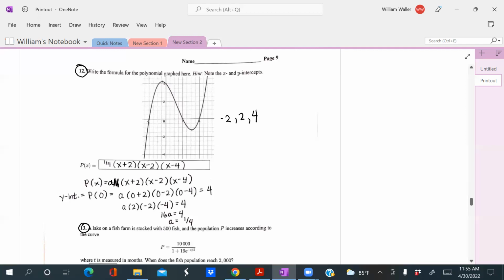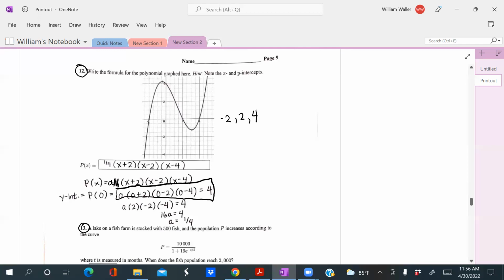So that's what I did. I evaluated p of 0 here, without knowing quite what the correct value for A is. So plug 0 into your formula. You get this coefficient A times 0 plus 2 times 0 minus 2 times 0 minus 4. And if this formula is going to match this graph, that y-intercept has to turn out to be 4. So you get this very convenient equation: A times this product has to be equal to 4. And that equation we can solve for A, so we can figure out what the right A value is.